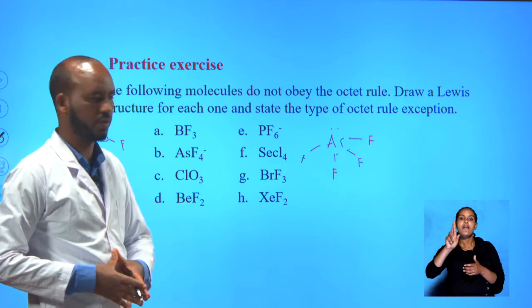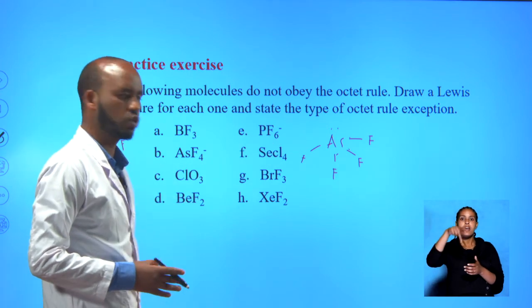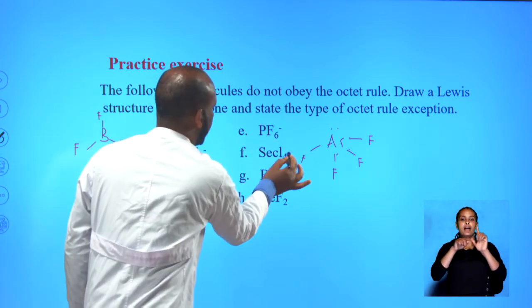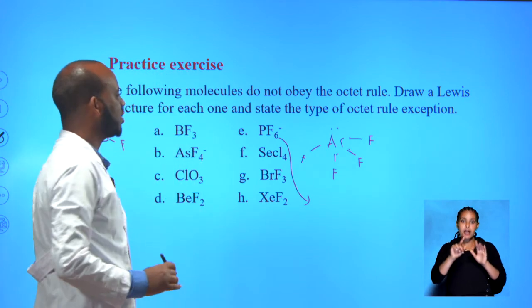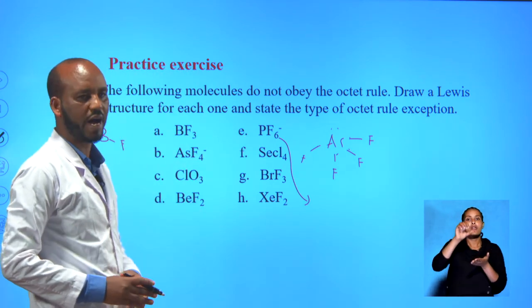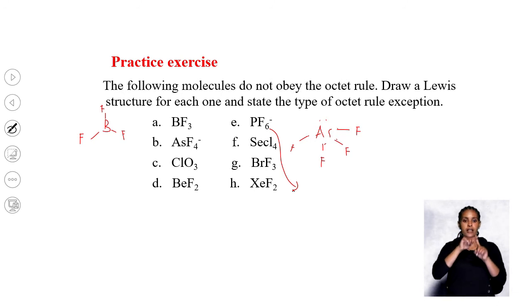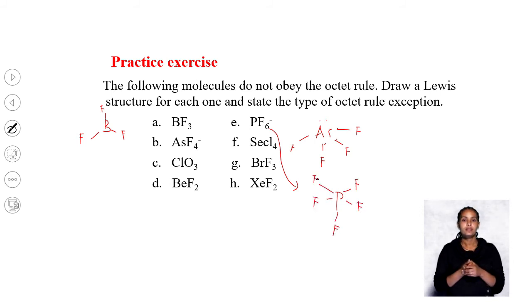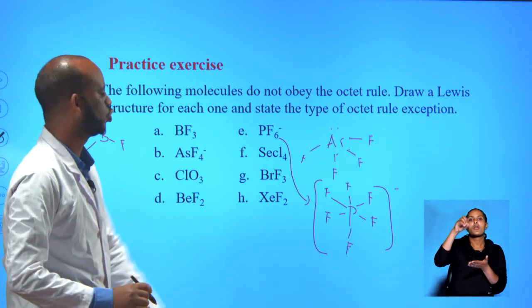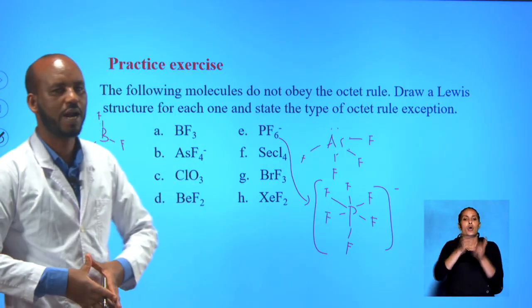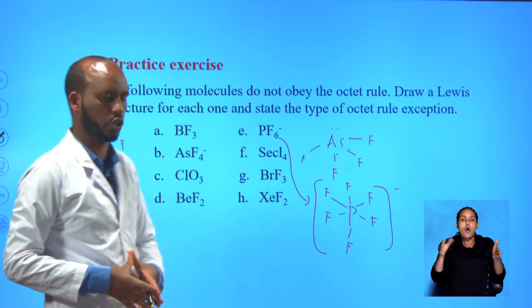PF6 minus. Now let us do this. The valence electron of phosphorus is 5 plus 1, 6, bonded with 6 fluorine atoms. How many electrons are there on the central atom? Phosphorus has 12 electrons, which is known as an expanded octet.